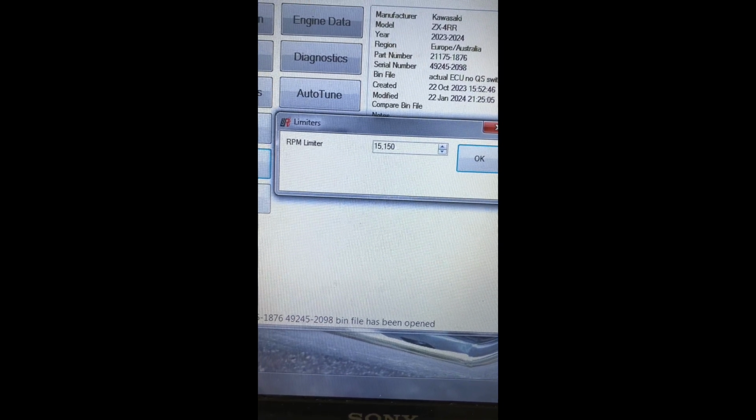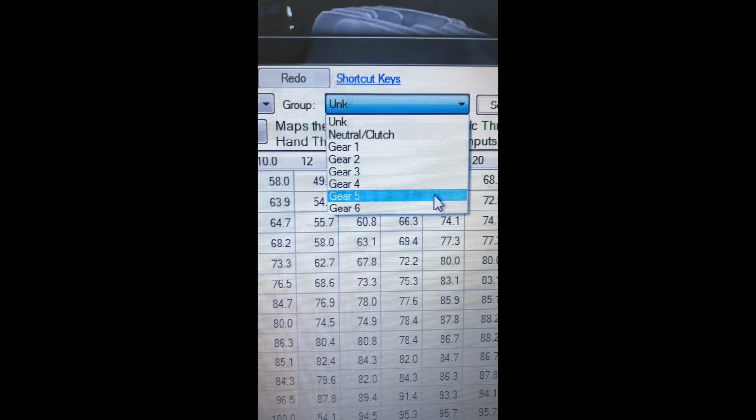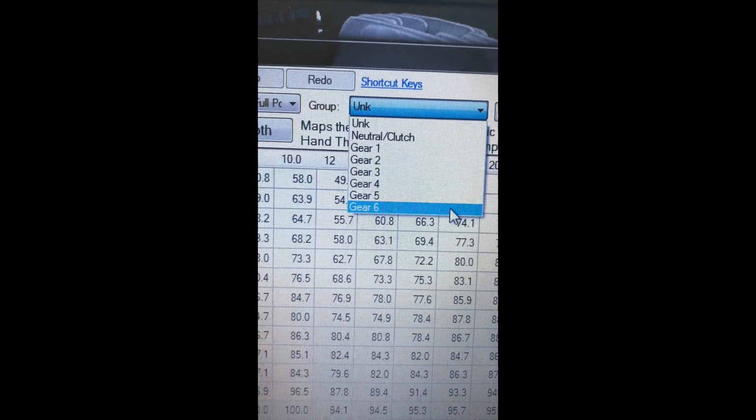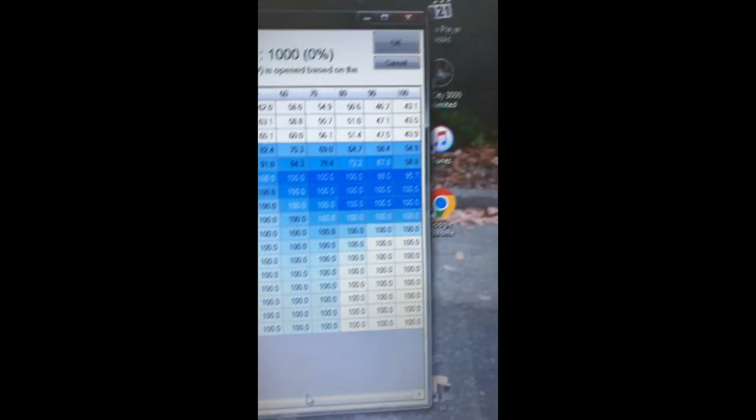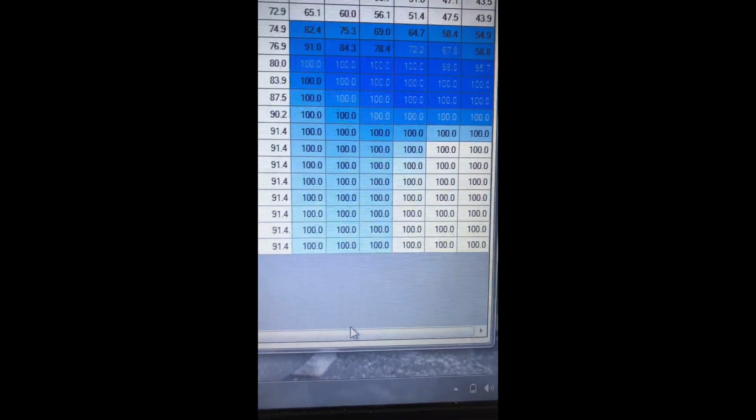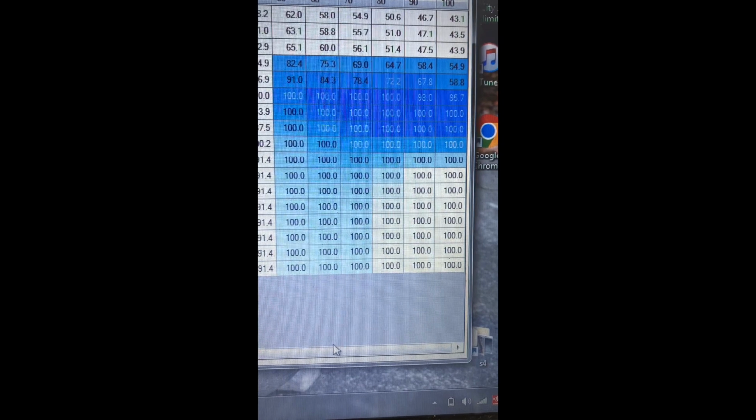RPM, no, still the same, 15150. We could even pull that back for hirers. Other maps, right. So you've got to make sure we're choosing the correct group, and if I go to top gear, we're in full power mode, in the ETV, the electronic throttle valve setup, and we move across. Blue means we have increased, so all of those have increased, so that at 100% throttle from about 6,000 RPM we're now at 100%.